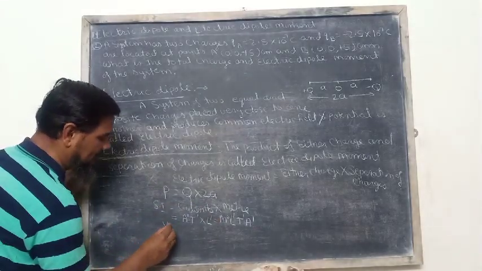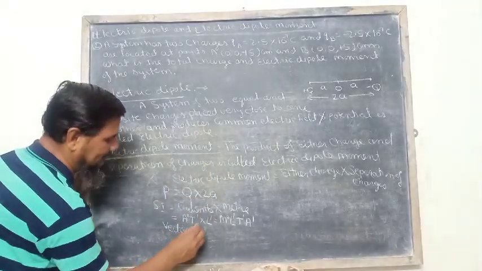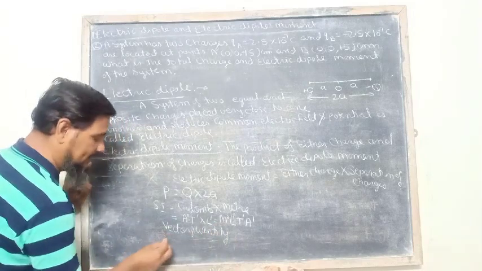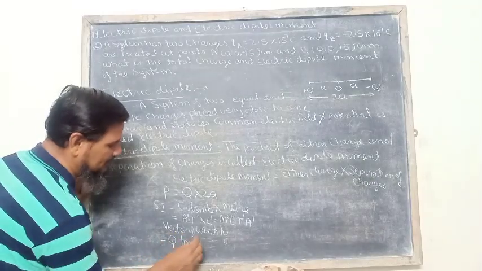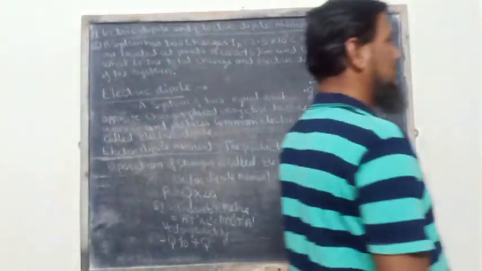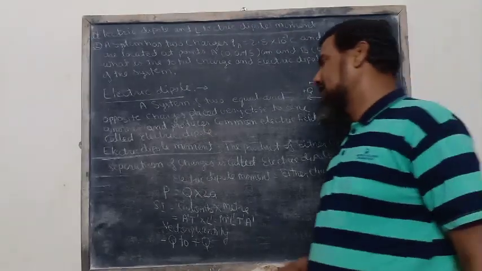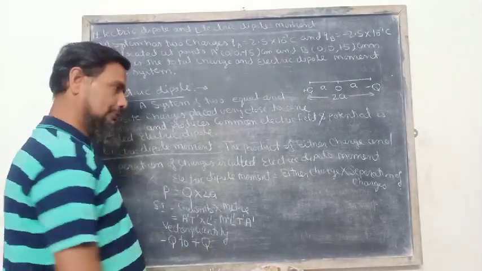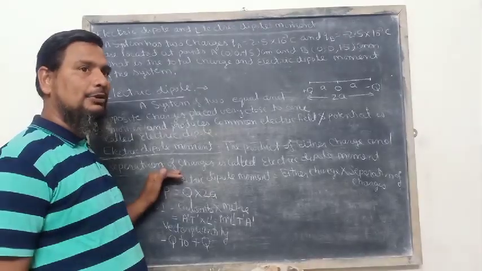It is a vector quantity. What is electric dipole moment? It is a vector quantity, and the direction of electric dipole moment will be from minus q to plus q. Remember it. The direction of electric field intensity is from positive to negative, but the direction of electric dipole moment, P, is from minus q to plus q. So this is electric dipole and electric dipole moment.